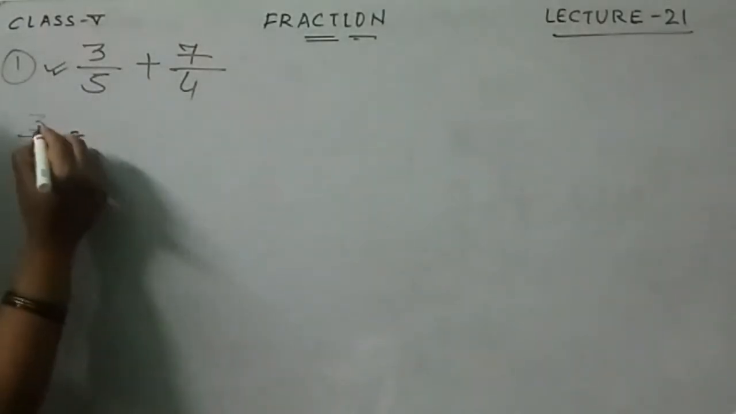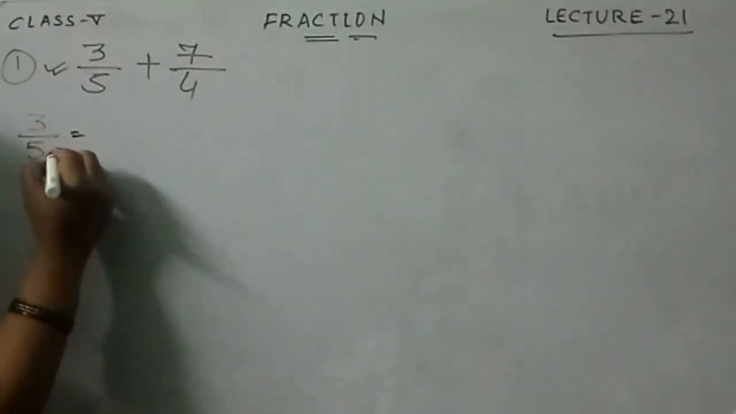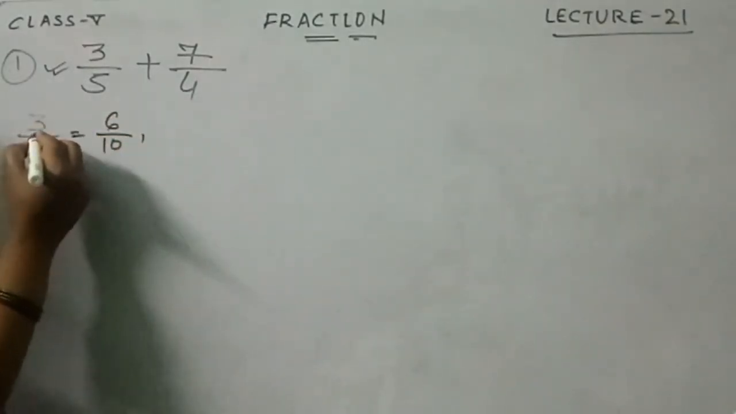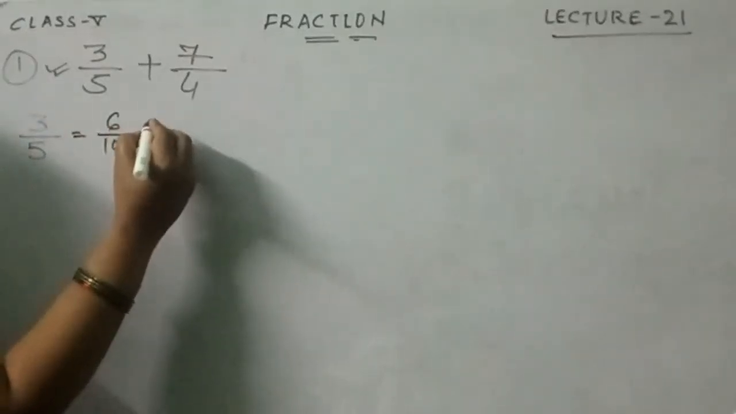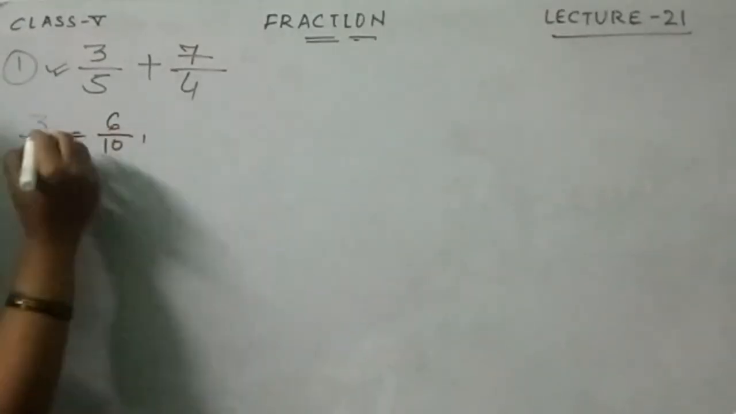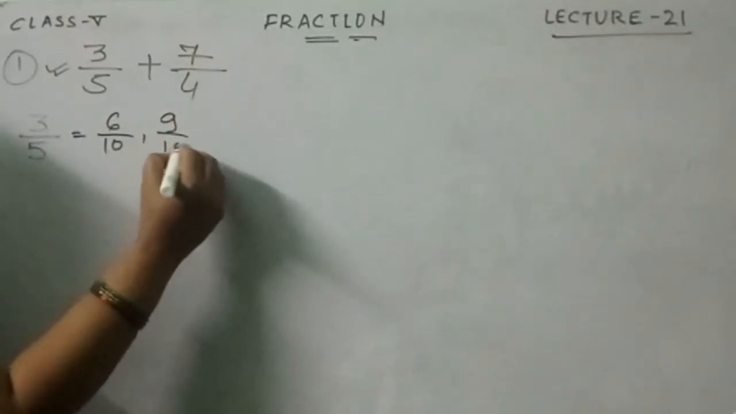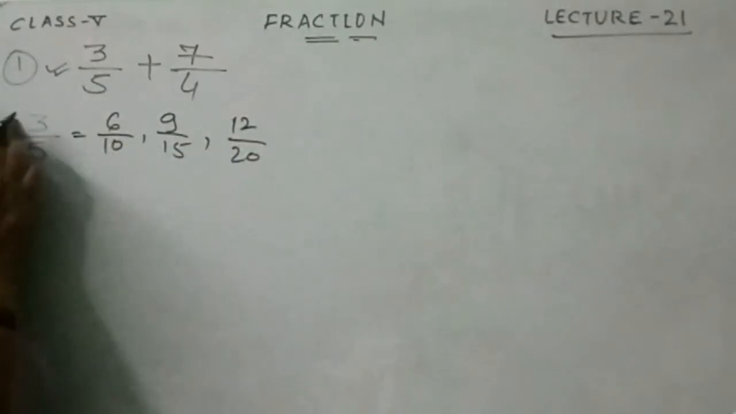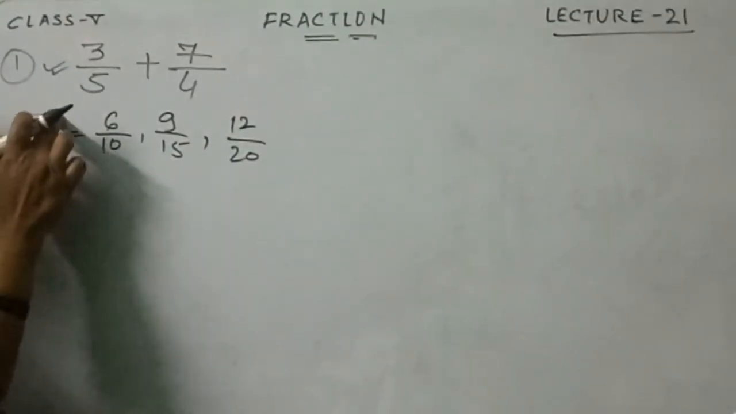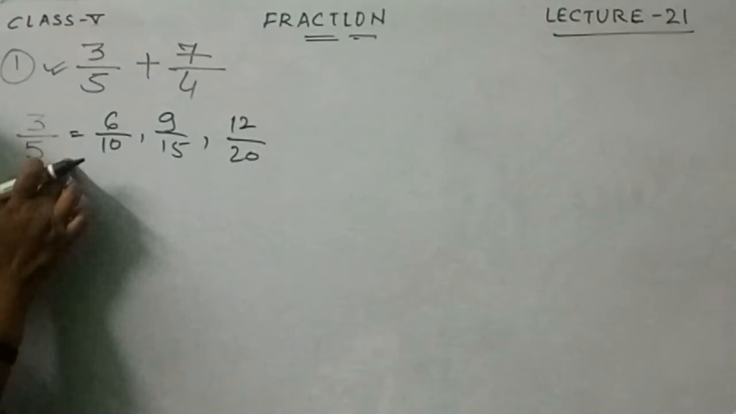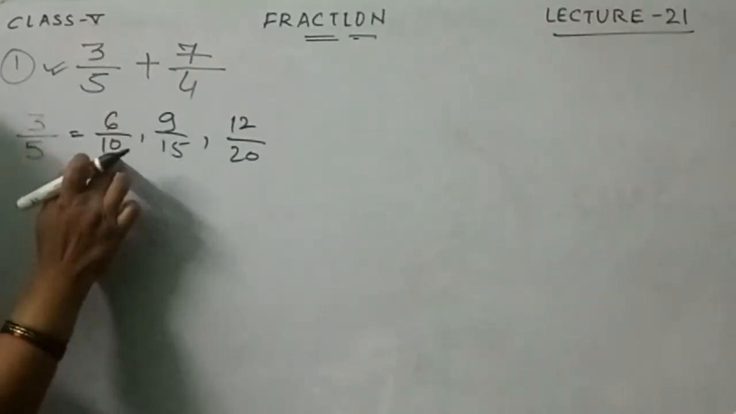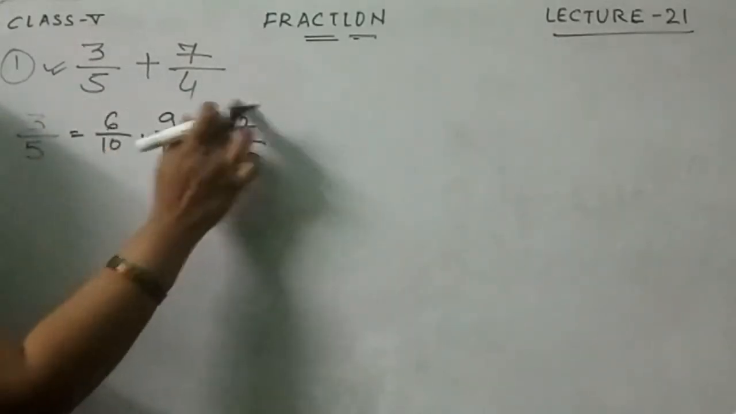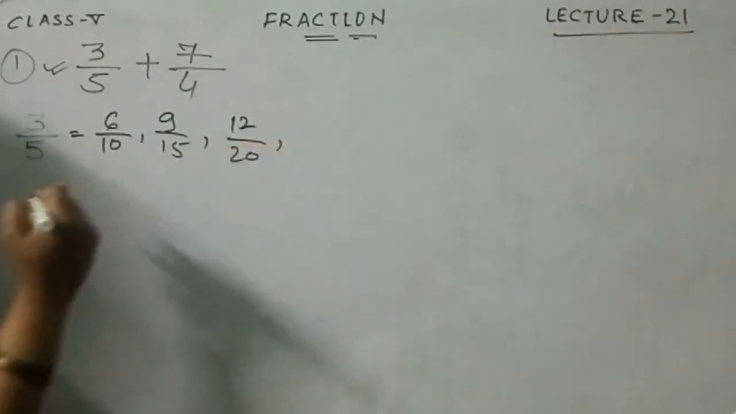3 2s are 6 and 5 2s are 10. That means 6 by 10. And then the next equivalent fraction is 3 3s are 9 and 5 3s are 15. Multiply it. Next, 3 4s are 12, 5 4s are 20. Remember, if you multiply 3 with 2, then 5 also you have to multiply with 2. 3 2s are 6, 5 2s are 10, 3 3s are 9, 5 3s are 15, 3 4s are 12, 5 4s are 20. You have to take the same number.